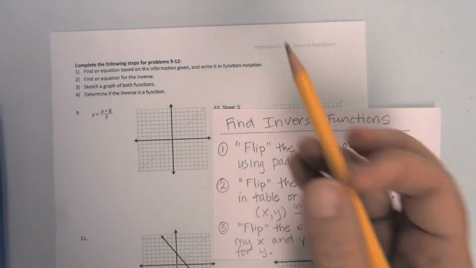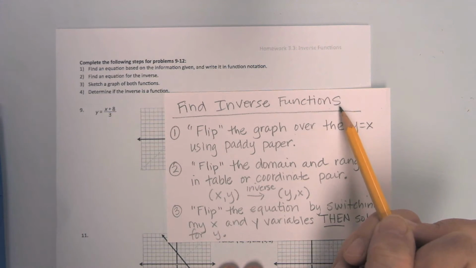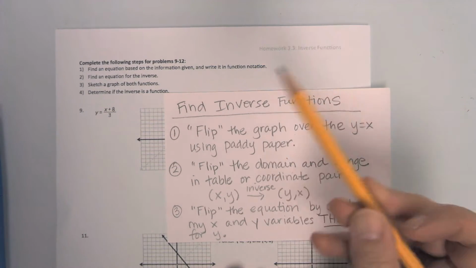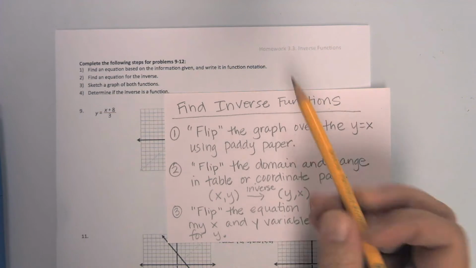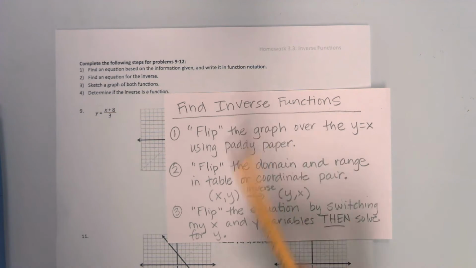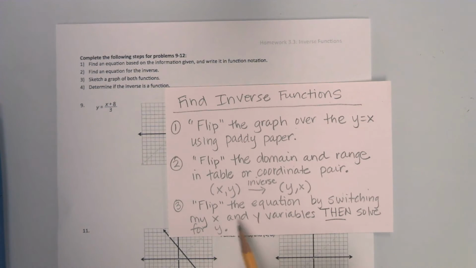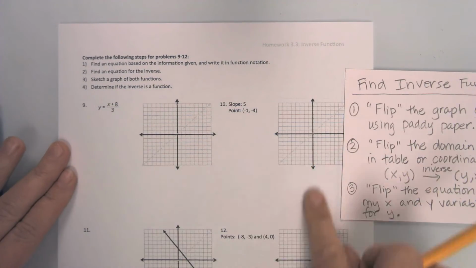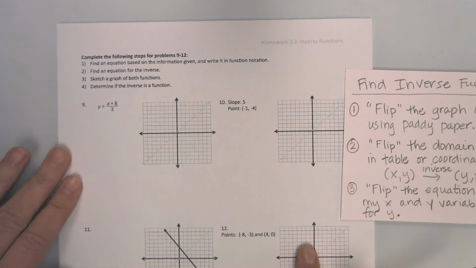Now, yesterday we worked on finding inverse functions. And in the previous video, I talked about the 3 different ways that we can find inverse functions. We can flip it on the graph. We can flip the domain and range in a table, or we can flip the equation. And sometimes we'll have to do more than one. So I have 4 examples of graphs here, and we are going to find the inverses.